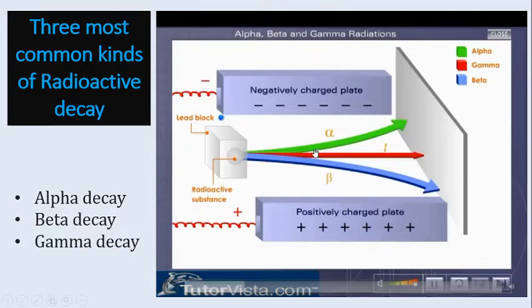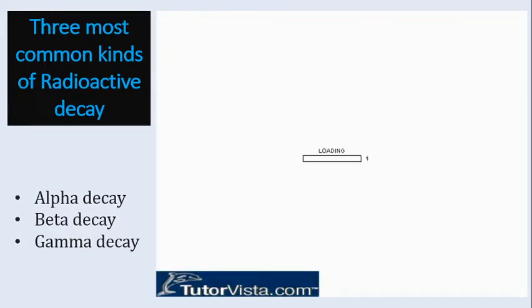And from this phenomenon we can also understand that alpha radiation is positively charged, so it is bent towards the negatively charged plate, and also we can assume that beta radiation is negatively charged, so it is attracted towards the positively charged plate. So now we will discuss the 3 kinds of radiation: alpha, beta, and gamma, and their properties.